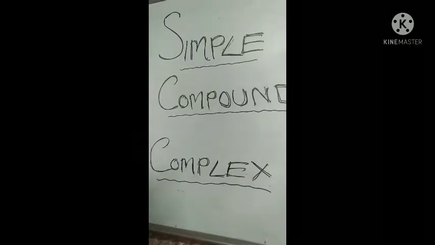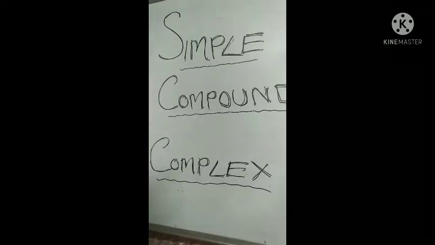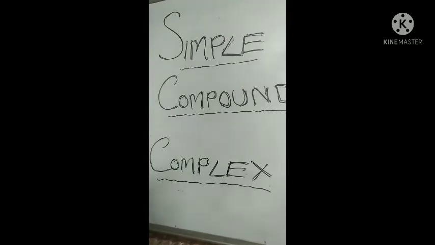So a simple sentence is one which has only one subject and one predicate. A simple sentence is one which has only one finite verb. Like: an honest man is loved by all. This sentence has only one subject and one predicate, so it is a simple sentence. And what about a complex sentence?